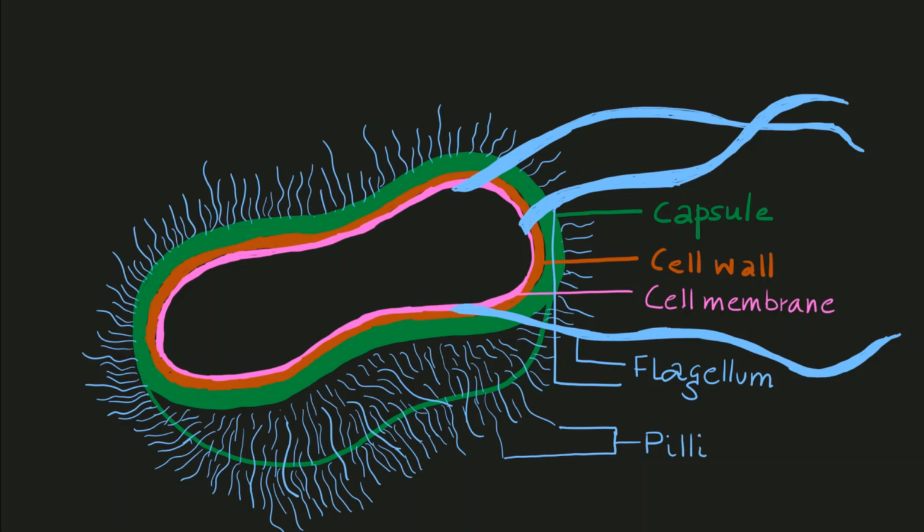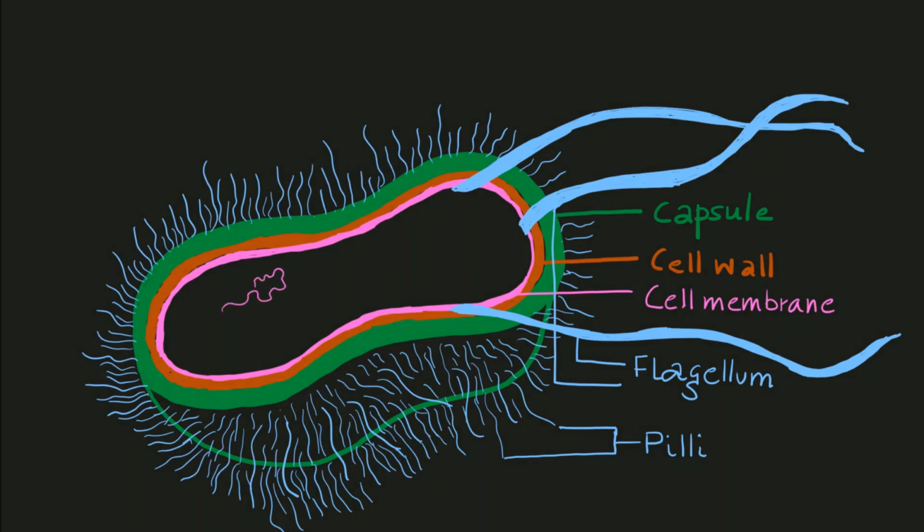So we can make as many pili as we want, and to give it a nice look of a bacterial cell. Bacterial pili play a very important role in bacterial conjugation, which is a form of sexual reproduction. So they are also known as sex pili, and they also play a very important role in bacterial attachment and bacterial virulence.